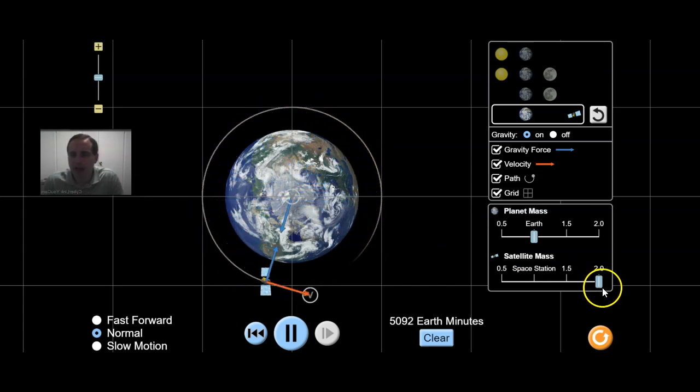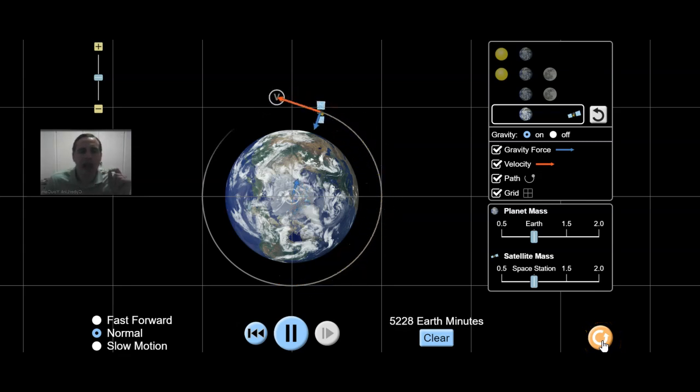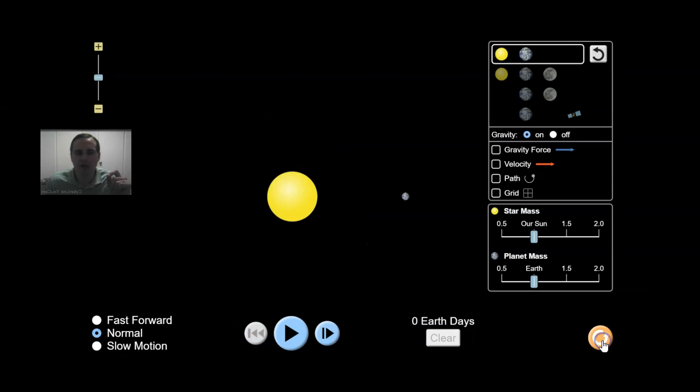Okay, let's go back to the mass of the International Space Station, so to say. And let me go ahead and reset this for a second and have you think about what's the typical period, the time, let's say, for the International Space Station to orbit Earth.